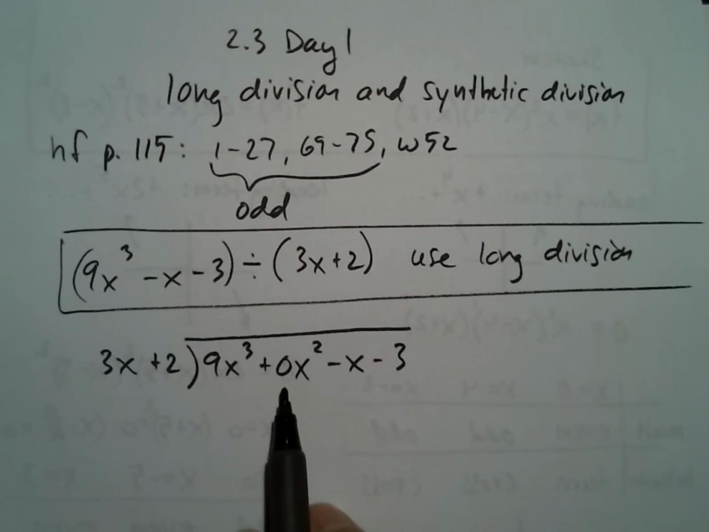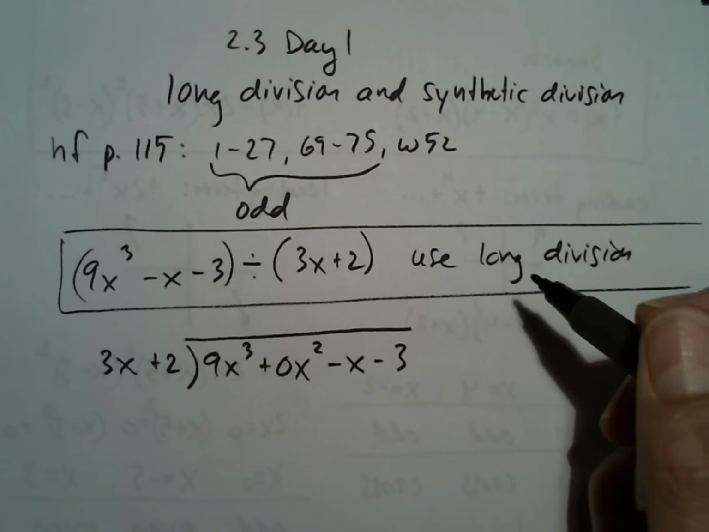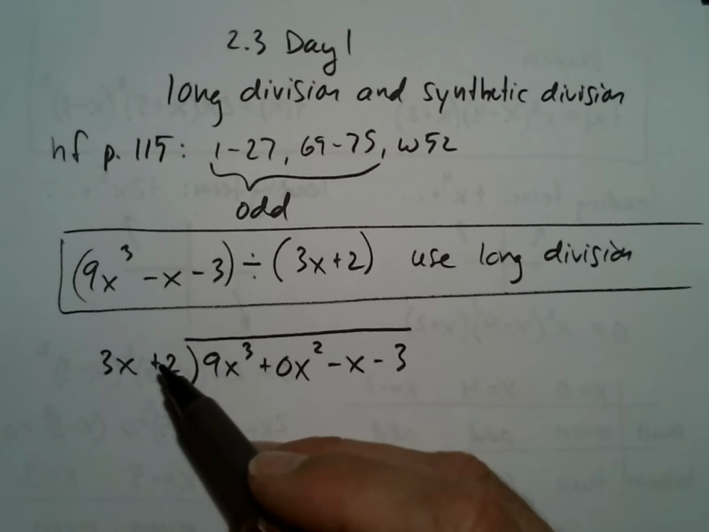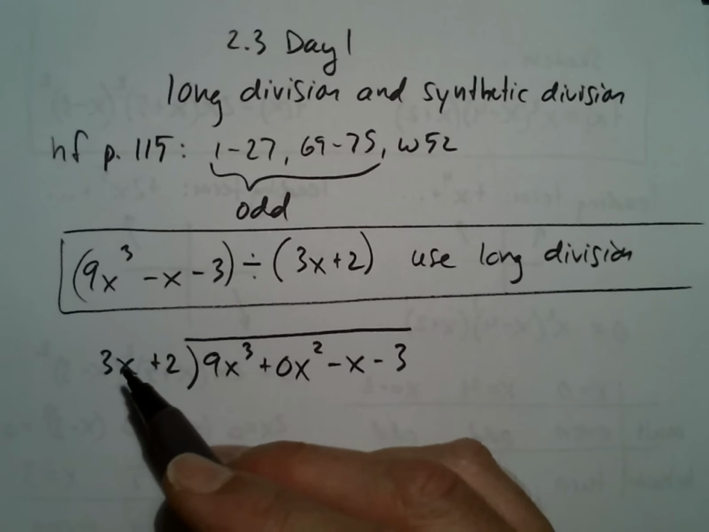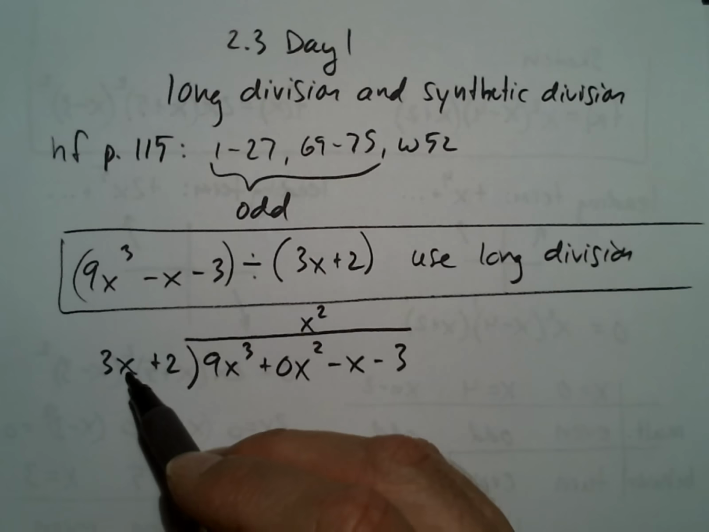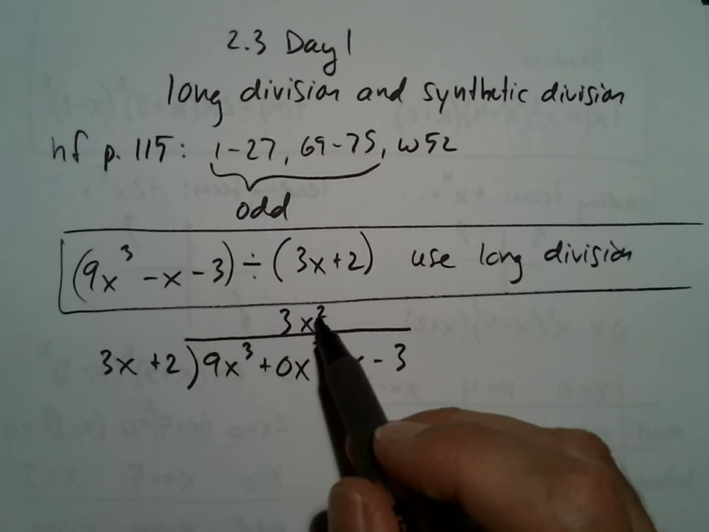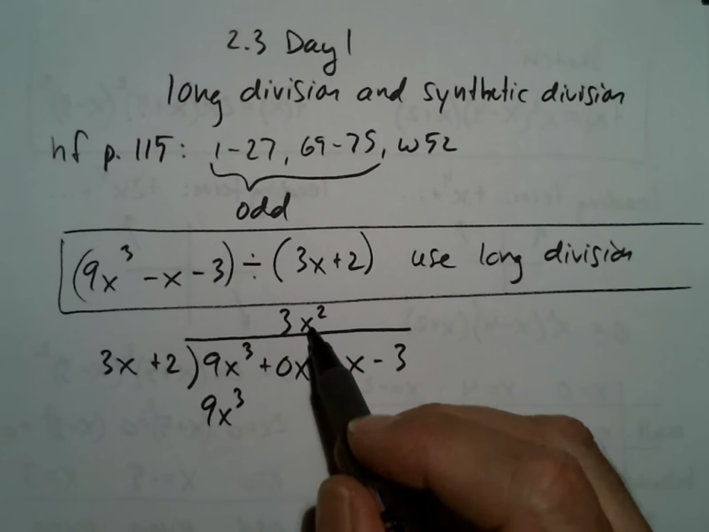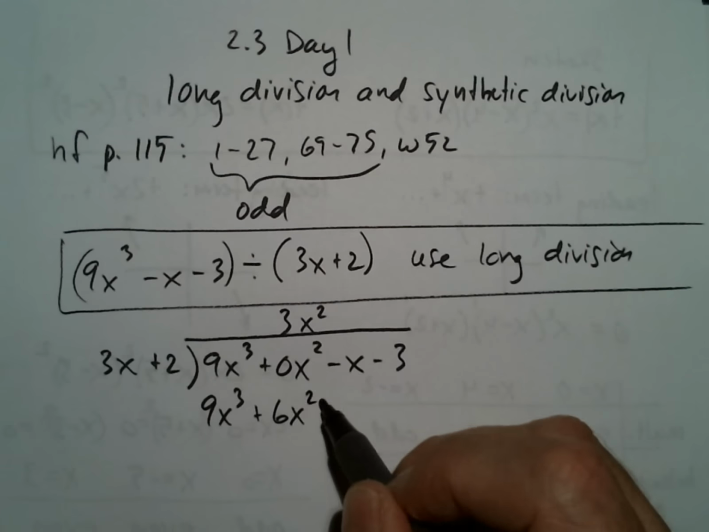So let's put a zero term here to hold the places. And then we look for a number times 3x to get 9x cubed. Well, we know we need 3 times 3 to get 9, and then we'll have to do an x squared times x to get x cubed. 3x squared times 3x gives you 9x cubed. 3x squared times 2 gives you 6x squared.